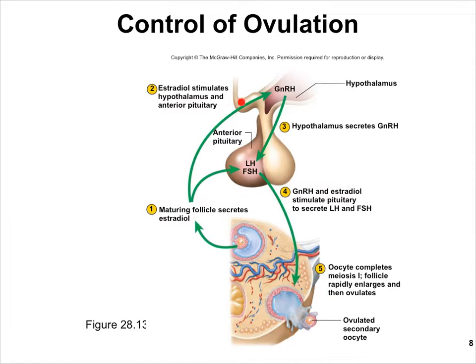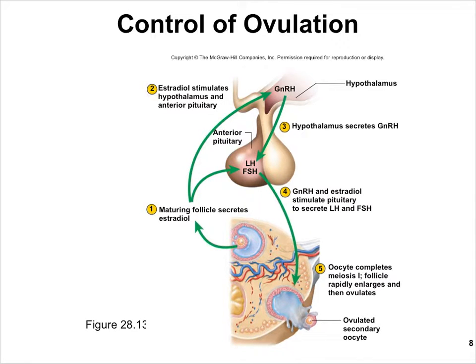Estradiol stimulates the hypothalamus and the anterior pituitary. It stimulates the hypothalamus to produce gonadotropin-releasing hormone. And so estradiol and gonadotropin-releasing hormone stimulate the anterior pituitary to release LH and FSH. This basically results in a positive feedback loop, right?